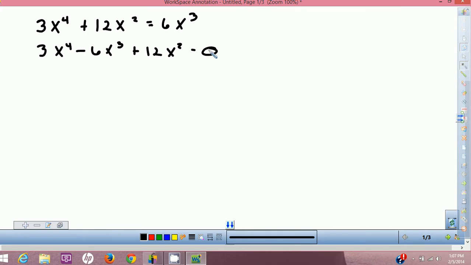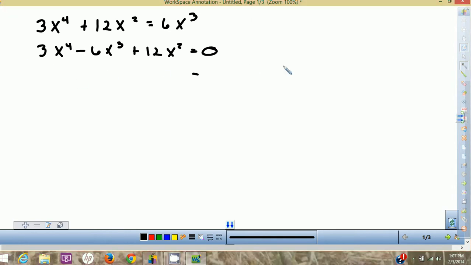I now need to go back and see what I need to do in order to factor this. Well, I'm going to start off by dividing everything by 3. 3 is a common factor here, and I could write it out as a factor, or I could just divide everything by 3, since my goal here is not to write it in factored form, it's to find the solutions. So if I divide everything by 3, I get x to the fourth minus 2x cubed plus 4x squared is equal to 0. So there's my next step of my polynomial.